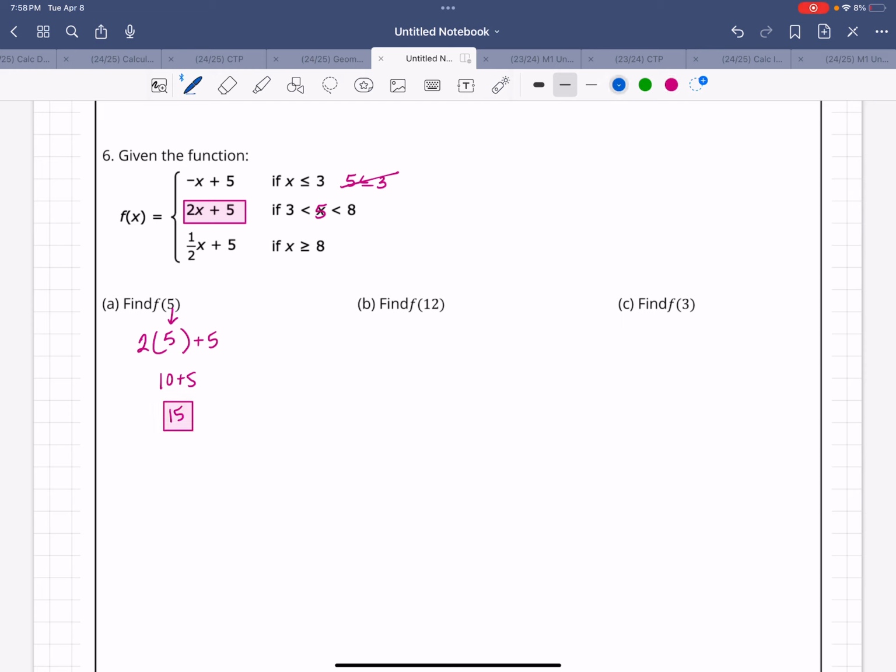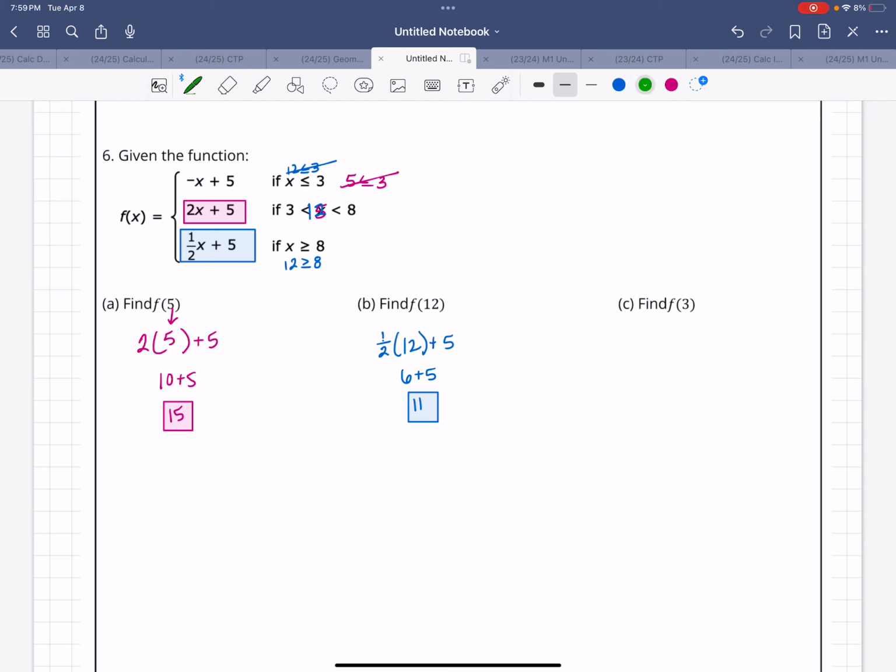Moving on to part B, we have 12. You go through the list again. Is 12 less than or equal to 3? No. Is 12 between 3 and 8? Absolutely not. But is 12 bigger than or equal to 8? Yes. That means we're using this piece: 1/2 times 12 plus 5. Half of 12 is 6, and 6 plus 5 is 11.